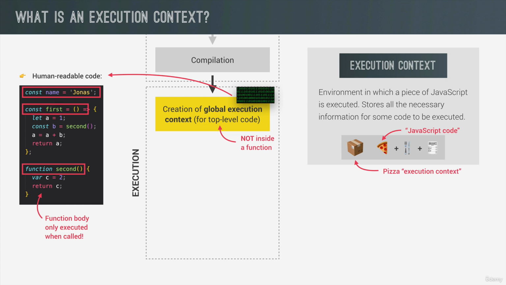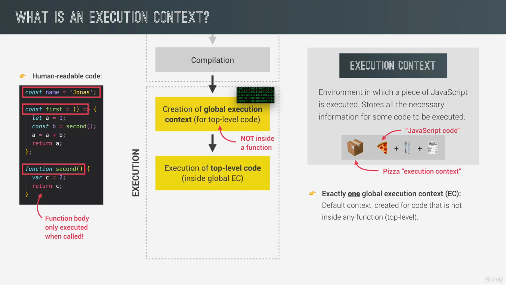Now, in any JavaScript project, no matter how large it is, there is only ever one global execution context. It's always there as the default context, and it's where top-level code will execute. And speaking of execute, now that we have an environment where the top-level code can be executed, it finally is executed. And there is not a lot to say about the execution itself. It's just the computer's CPU processing the machine code that it received.